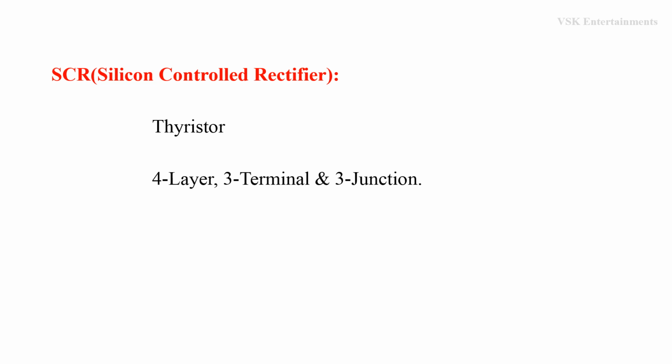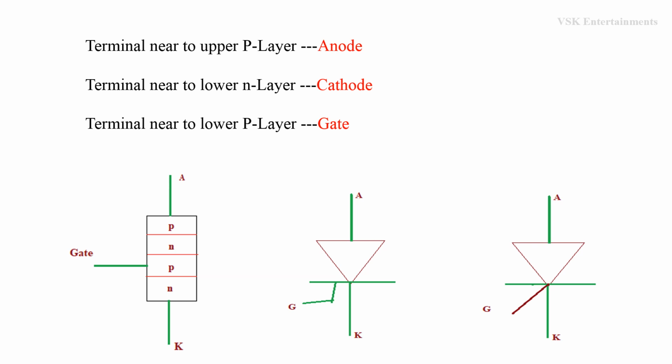Now we are going to discuss the SCR, that is the silicon controlled rectifier. The total power electronics subject depends upon the working of the SCR, so try to concentrate more. The SCR is the example of a controlled on and uncontrolled off power semiconductor device, and it is also known as the thyristor. Coming to the construction of the SCR, the SCR is a 4-layer, 3-terminal, 3-junction power semiconductor switching device.